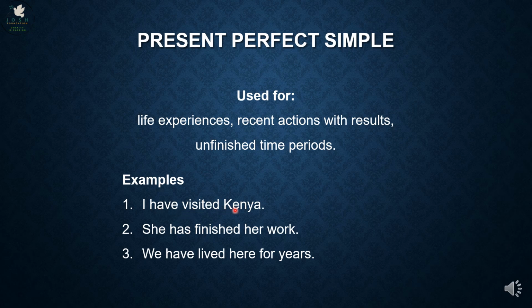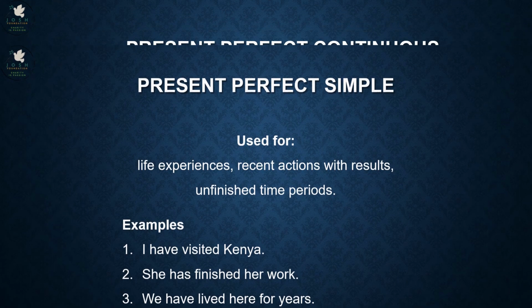Examples, I have visited Kenya. She has finished her work. We have lived here for years. Simply, the structure is subject plus have or has plus V3. Remember, V3 is the past participle of the verb. And we use have on I, you, we, and they. We use has on he, she, and it.